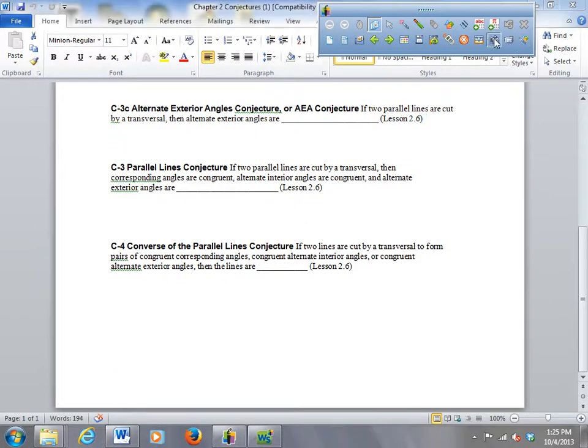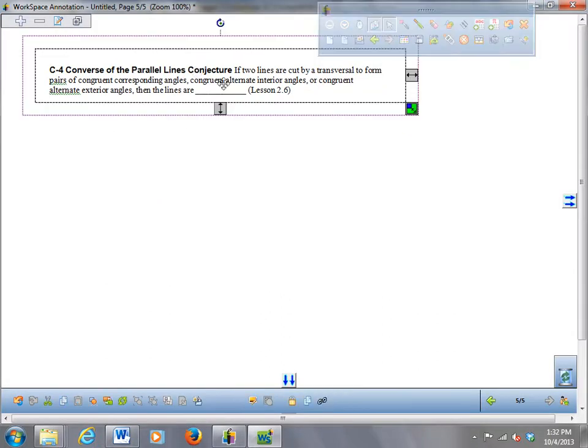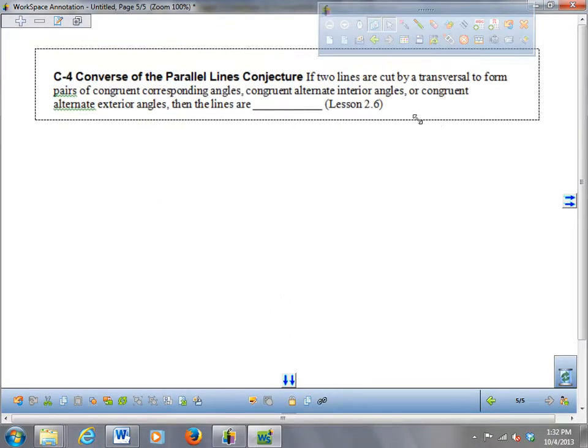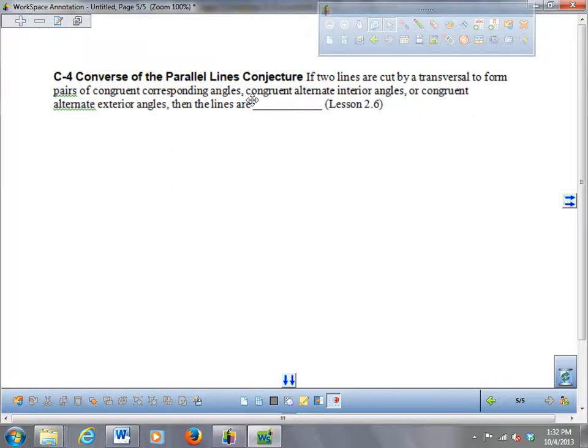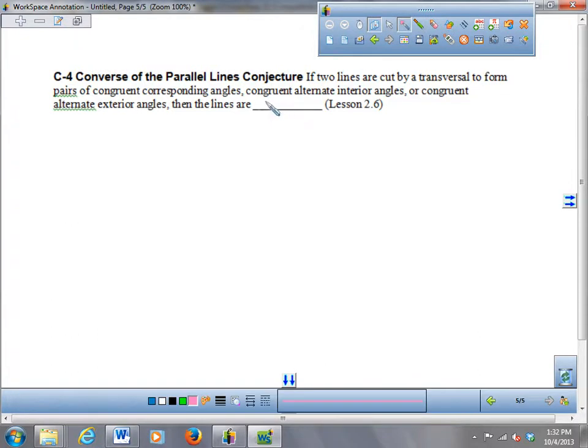And the very last thing says, this one right here, and this is kind of what you were supposed to do in the end part of that investigation. If two lines are cut by a transversal to form pairs of corresponding angles, congruent alternate interior angles, or congruent alternate exterior angles, and the lines are blank, what do you think goes in there?